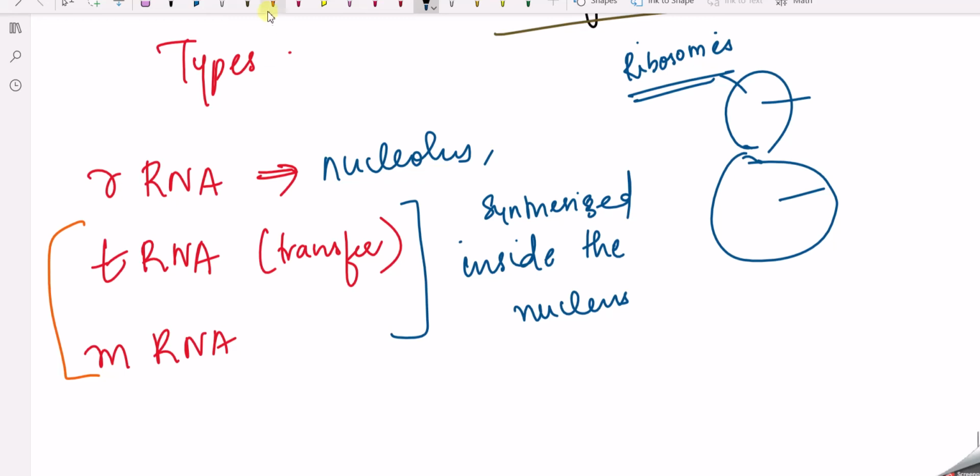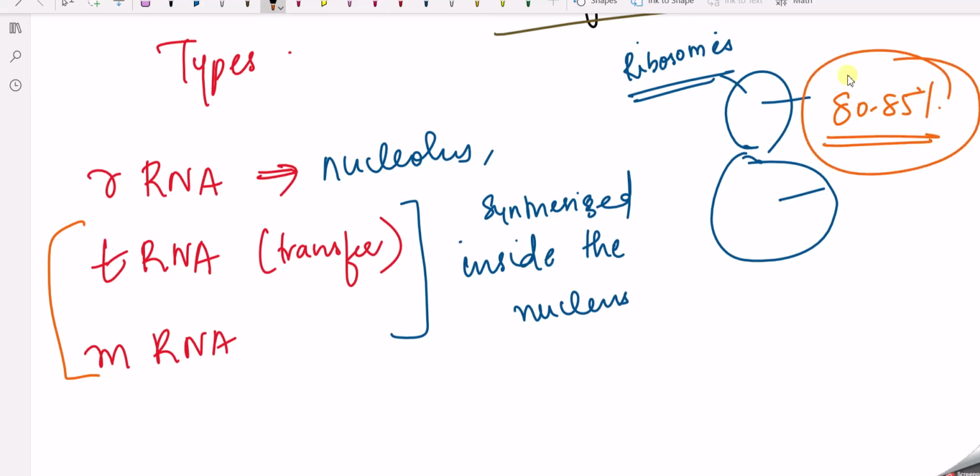One more thing I need to tell you is that 80 to 85% of all the RNA is rRNA. About 80% of all the RNAs are of rRNA type. And they are seen where? They are seen inside the ribosome, and they help in the attachment of other RNAs, that is the transfer RNA as well as the messenger RNA, to the ribosome. Clear?